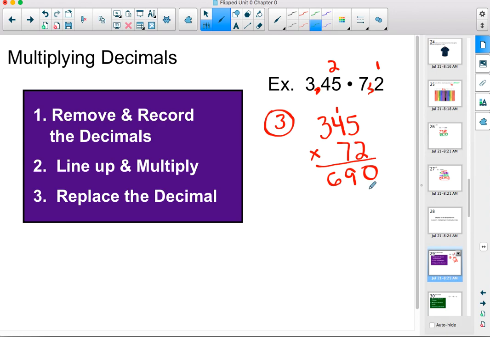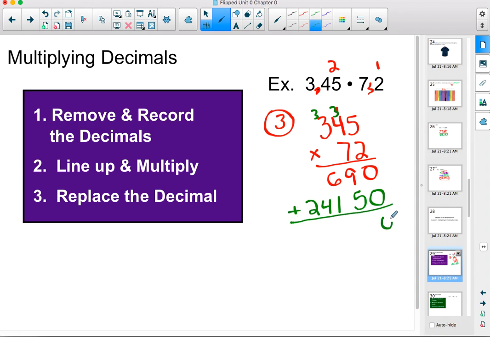Next, we're multiplying by the tens place, so I'm going to put my 0 here because we're not really multiplying by 7, we're multiplying by 70. And that offsets the place value when we put the 0. Now, 7 times 5 is 35. Carry the 3. 7 times 4 is 28, plus 3 is 31. Carry that 3. 7 times 3 is 21, plus 3 is 24. Finish with an addition problem.